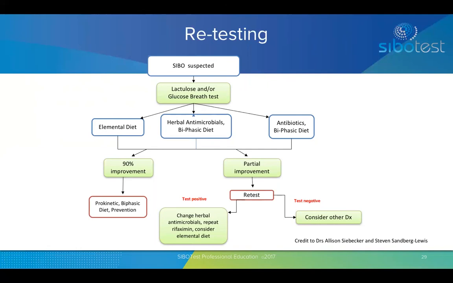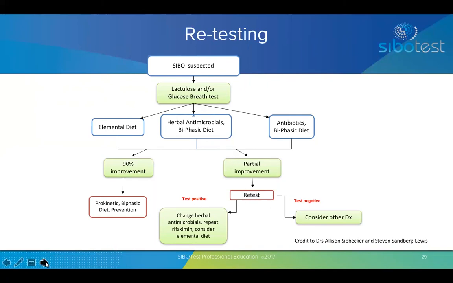doc, you're a genius, I'm 90% improved, you don't actually need to retest that patient. You can manage them, but if they have a partial improvement, it's highly suggested to retest to ensure that you are actually using the right treatment, or if you've cleared SIBO, that you're looking at a different underlying diagnosis. So this is sort of an important concept to retest if you only get partial improvement.